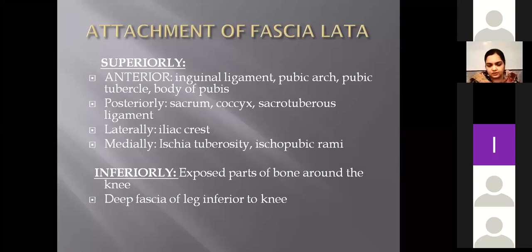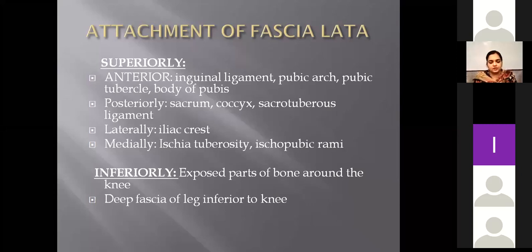This is the continuation of Scarpa's fascia. This superficial fascia contains cutaneous nerves, vessels, and the most important, the great saphenous vein and the small saphenous vein, along with cutaneous nerves and the superficial veins. Now moving on from the superficial fascia to the deep fascia, the whole thigh is covered by skin, superficial fascia, and the deep fascia.